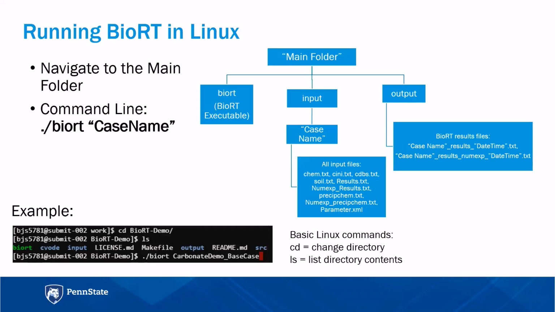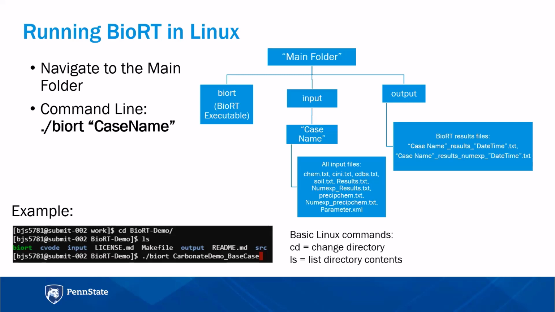Okay, now to run the model, I'll go over the basic commands and then demonstrate this in the Linux system. First, you need to navigate to the main folder where you have that BioRT executable and the input and output folders. You can do this by using the Linux command cd to change the directory until you get to your main folder. Once you're there, you can check that you're in the right folder with the command ls, and that will list out all the contents of that directory.